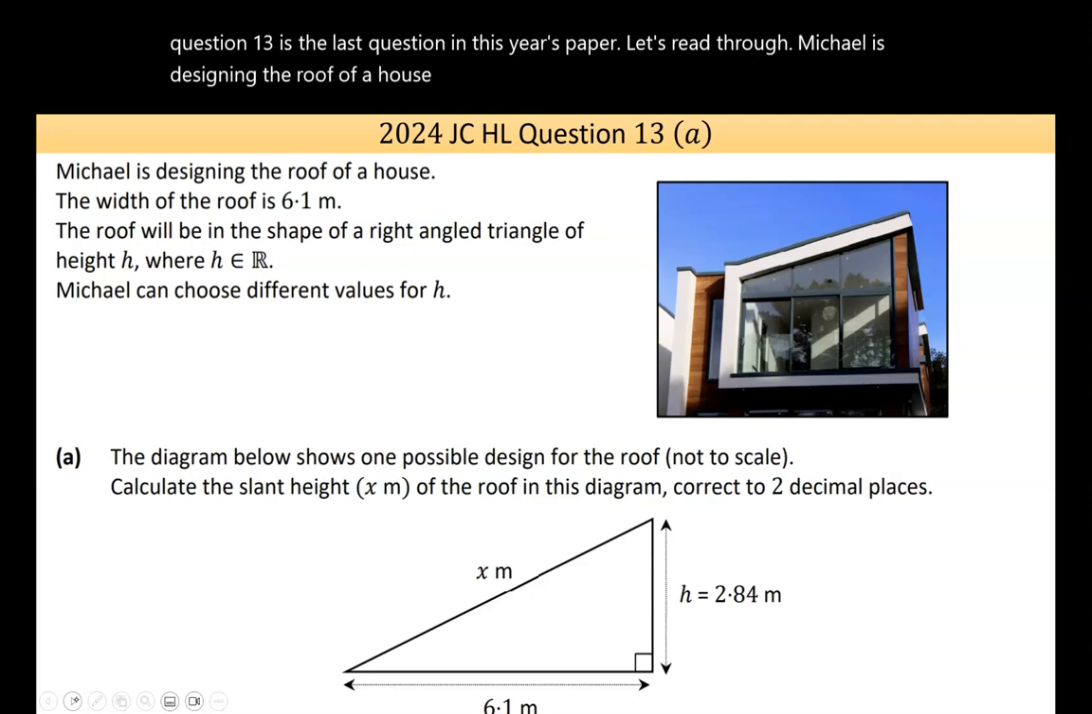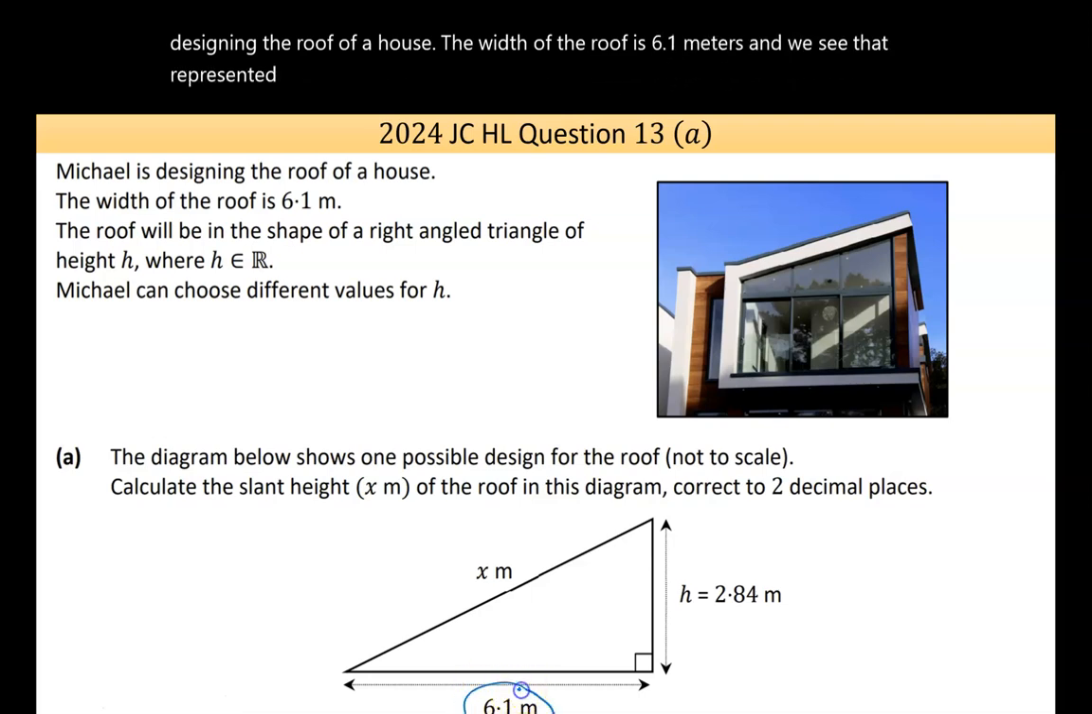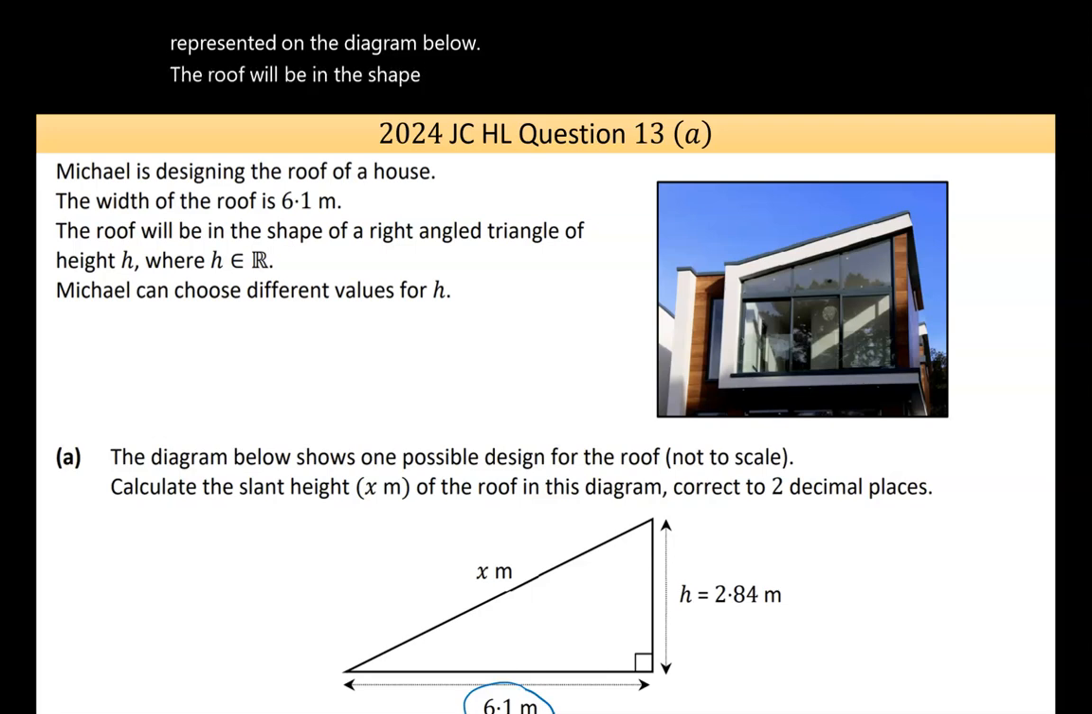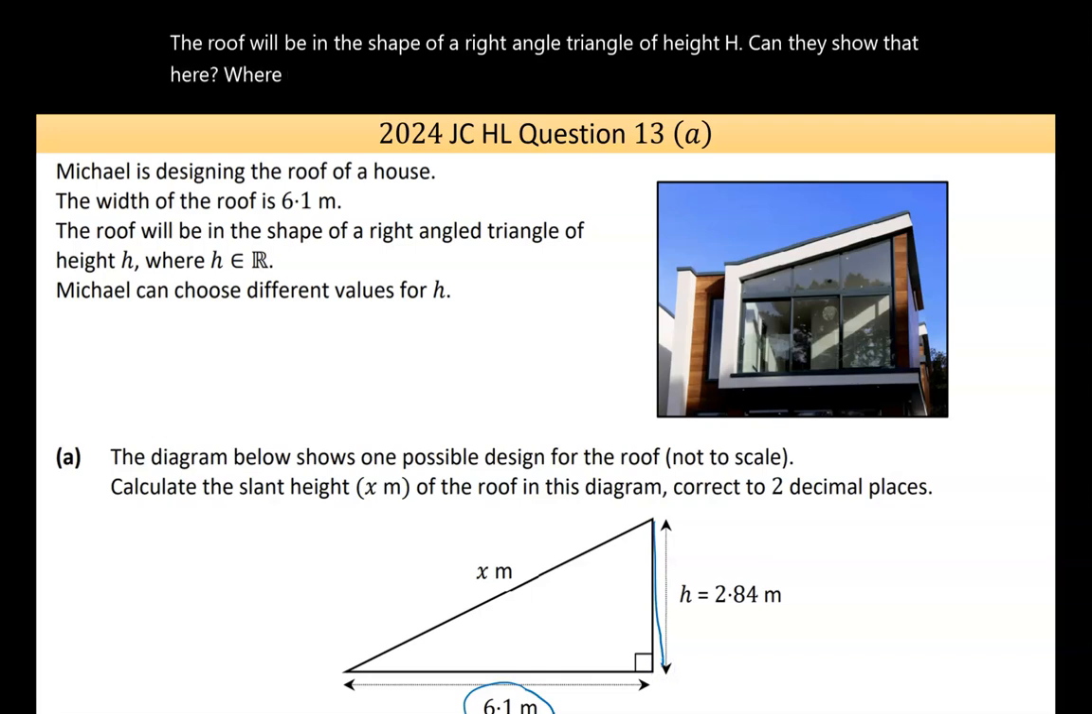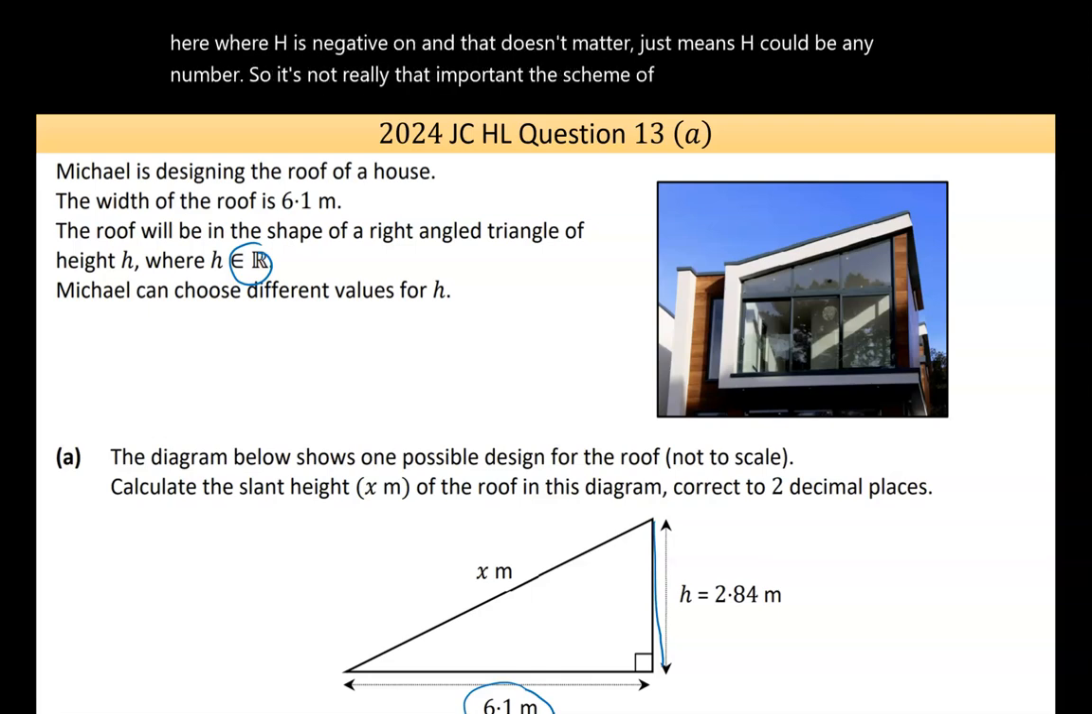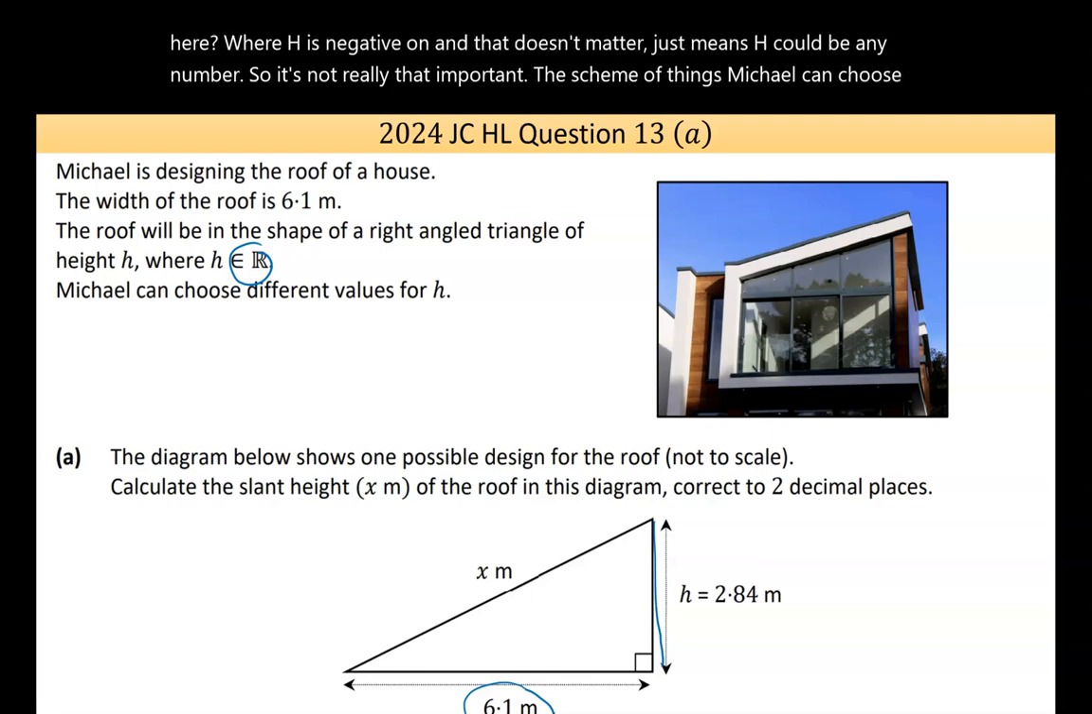The width of the roof is 6.1 meters, and we see that represented on the diagram below. The roof will be in the shape of a right angle triangle of height h. Okay, they show that here, where h is an element of R. Now that doesn't matter, it just means h could be any number, so it's not really that important in the scheme of things. Michael can choose different values for h.